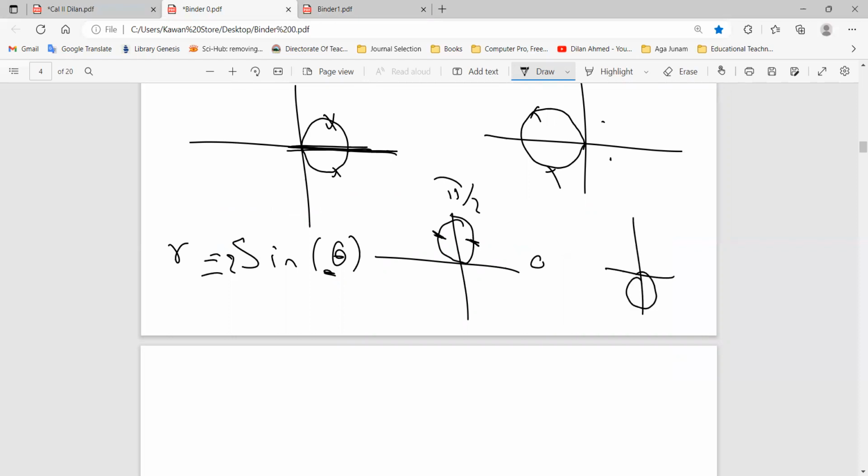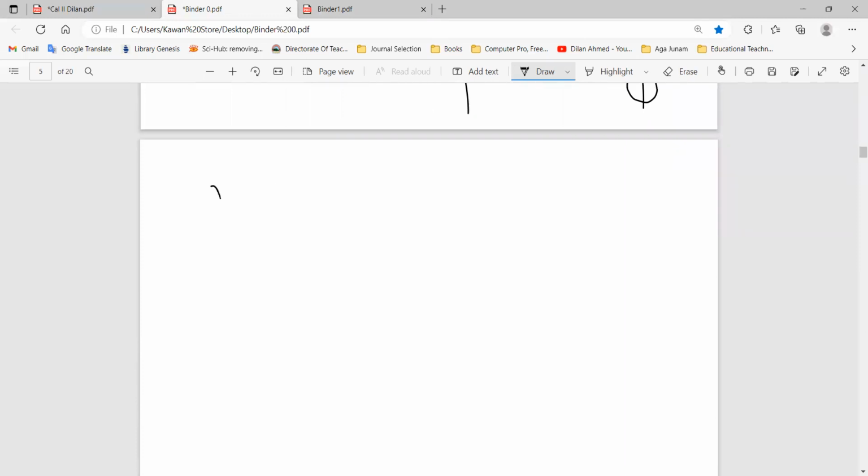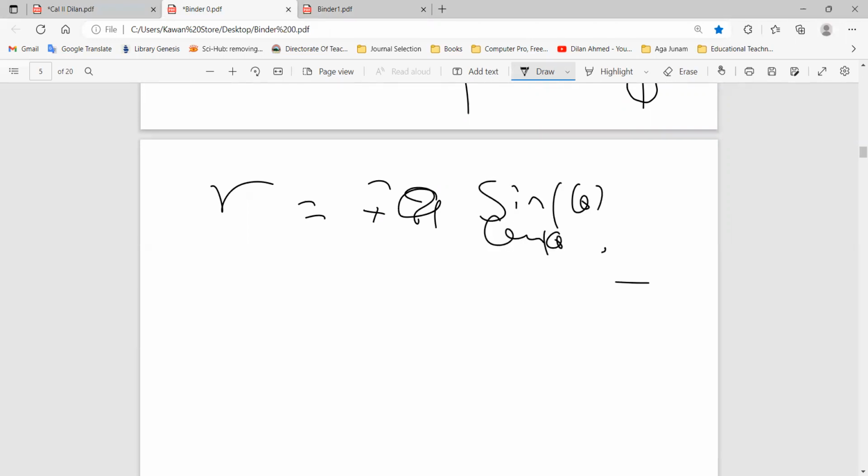Up to down. Now, if I have r plus or minus a sine theta or cosine theta, I know 100% it is a circle, right? And the circle is what? Over x, over y, over one of them. You got these 4 shapes? How you got it? Good?